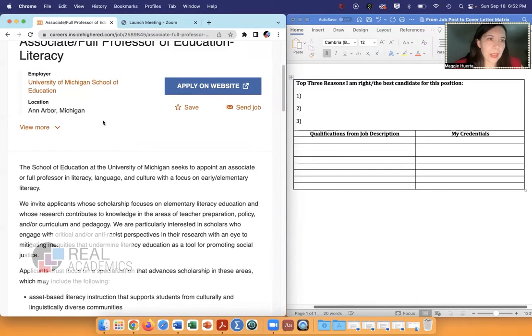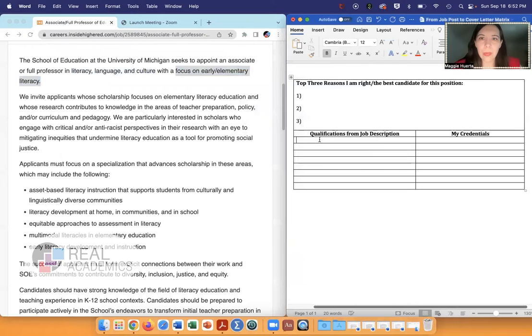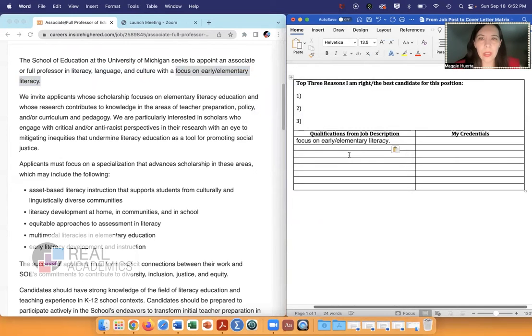So let's look here. It says here, the School of Education at the University of Michigan seeks to appoint an associate or full professor. So again, make sure you qualify for that. In literacy, language, and culture, interesting, with a focus on early elementary literacy. All right, so right off the bat, I'm going to put this here. They want early elementary literacy. Okay, so I can talk about that. Sure, and I'll go back to that in a second.